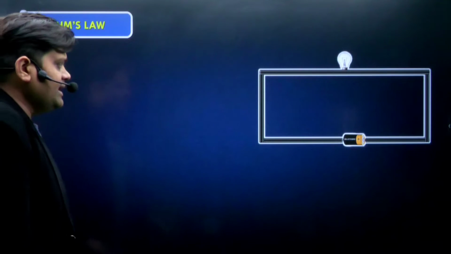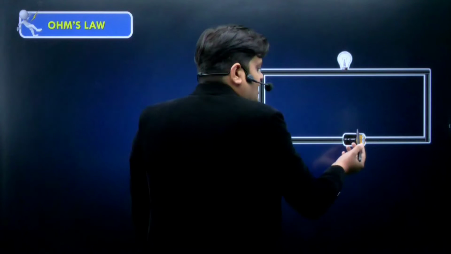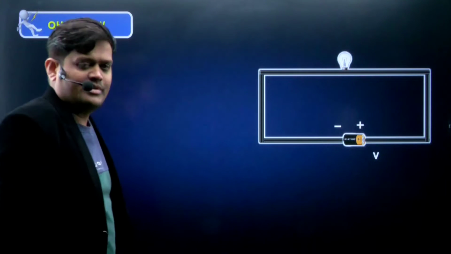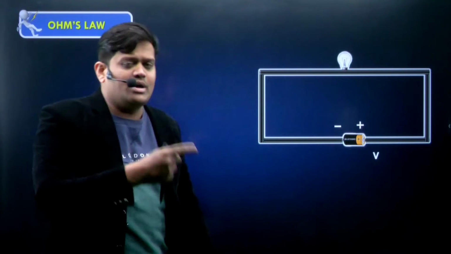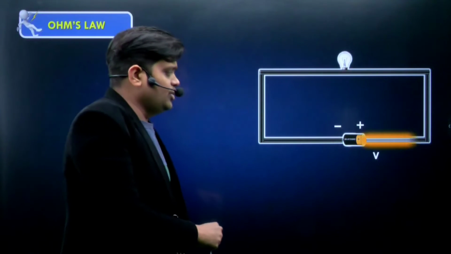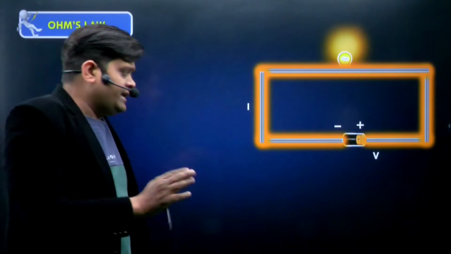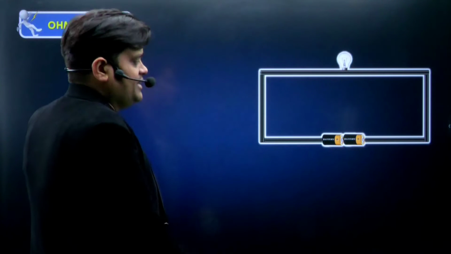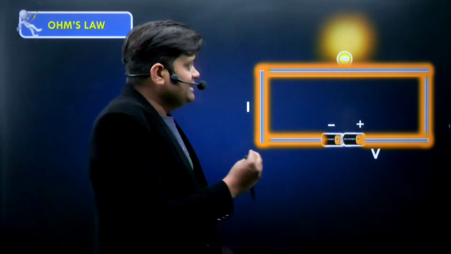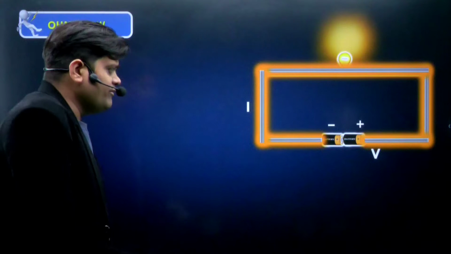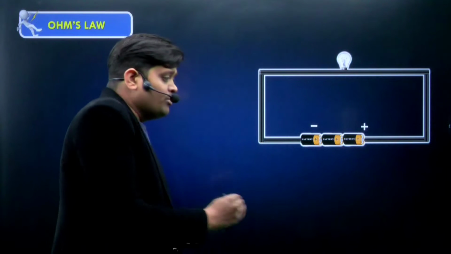Let's suppose there is a single cell, a battery, and the current is flowing from high to low, and we know that. Electrons flow from low to high and current flows from high to low. When the current is flowing, the bulb will glow. Now when we apply two batteries, current flows and the glow of the bulb is more. Now we apply three batteries, and we find that the glow is even brighter.